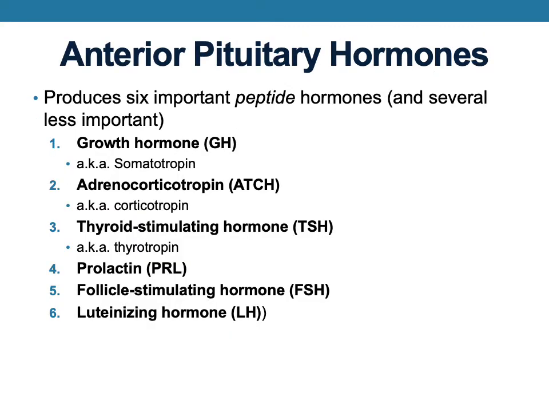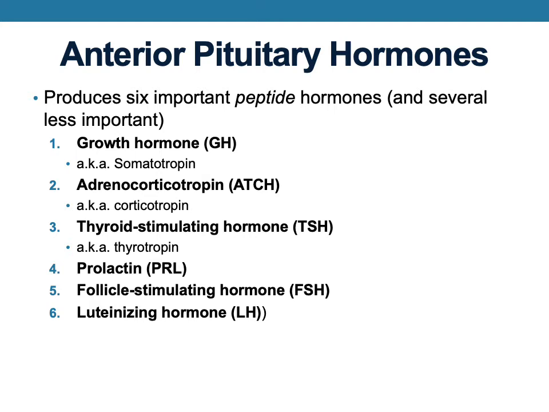Anterior pituitary hormones. The anterior pituitary lobe produces several hormones. We're going to focus on the 6 primary hormones it produces. All hormones produced by the anterior pituitary are peptides. That means they are part of the most abundant class of hormones. They are water-soluble and can travel freely through the bloodstream, and they bind with specific serpentine G protein-linked receptors on the target cell.